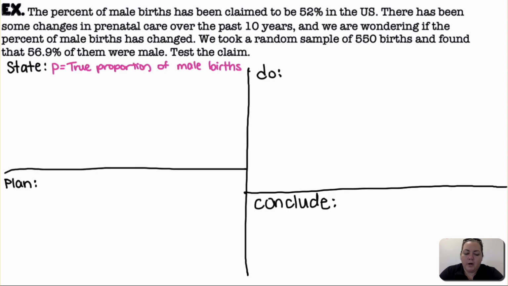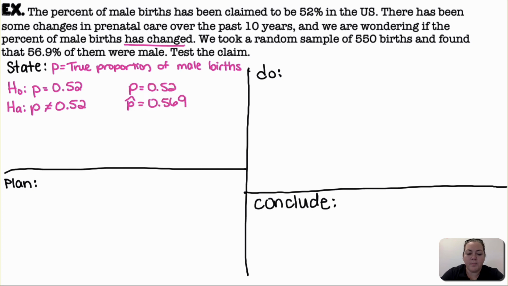All right, hopefully you paused and tried. The state section, we're going to define the parameter. P is the true proportion of male births. Our null hypothesis is that P is equal to 0.52. The alternative is that P is not equal to 0.52. So this said has changed. They didn't really give a direction if it had increased or decreased. I know that in our random sample it was more, but since they just asked if it has changed, we're going to do it as a not equal to test.